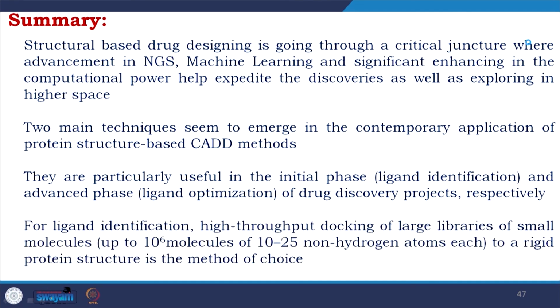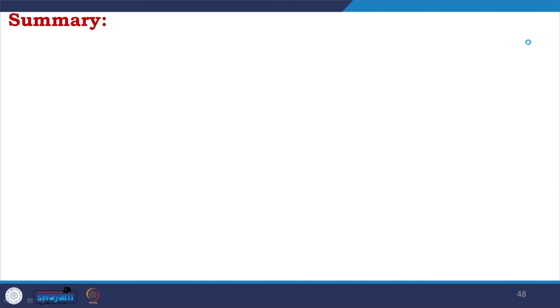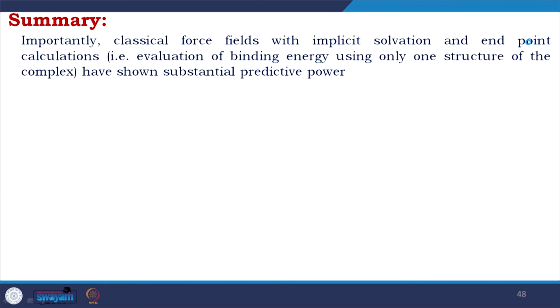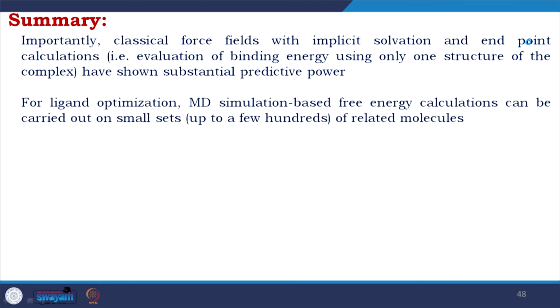discovery projects. For ligand identification, high throughput docking of large libraries of small molecules, up to 10 to the power 6 molecules of 10 to 25 non-hydrogen atoms each, to a rigid protein structure is a method of choice. Importantly, classical force fields with implicit solvation and endpoint calculations, that is the evaluation of binding energy using only one structure of complex, have shown substantial predictive power. So, you need 4 structures, 5 structures, but when you are doing simulation, you are actually going through the ensembles, you are actually going through the structure space.